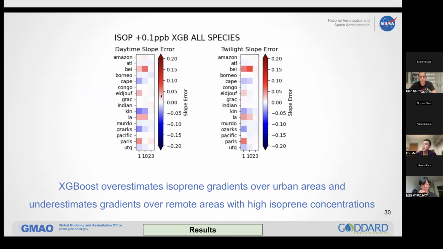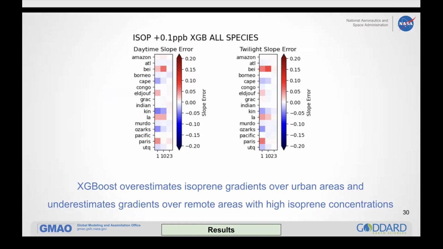And lastly, for this set of results, we also tried training XGBoost to predict isoprene slope, and we found that the XGBoost overestimates isoprene gradients over urban areas, such as Beijing, LA, and Paris, and underestimates gradients over remote areas, such as Cape Grim and the Ozarks in Missouri. I haven't looked too much into the isoprene results yet, but XGBoost does show a decent amount of skill at predicting, although it does not do as well as for NO2 and ozone.